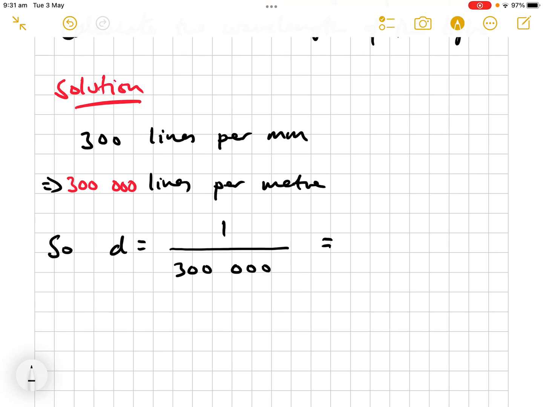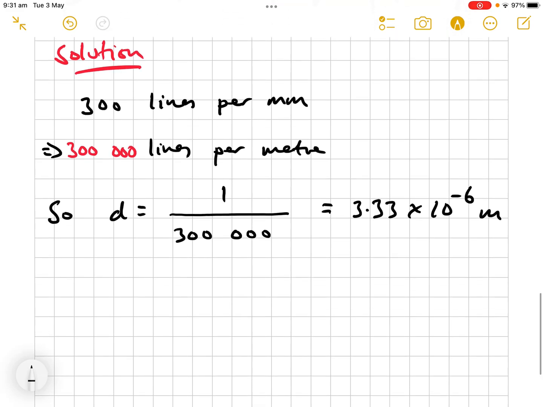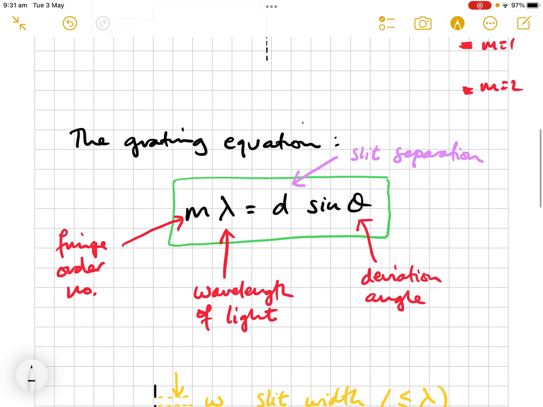And when you work that out on your calculator, to 3 significant figures, you'll find you've got 3.33 times 10 to the minus 6 metres as your slit separation. So that's d sorted. So we can now invoke our equation for a maximum. Should of course flag up that this equation applies for maxima.